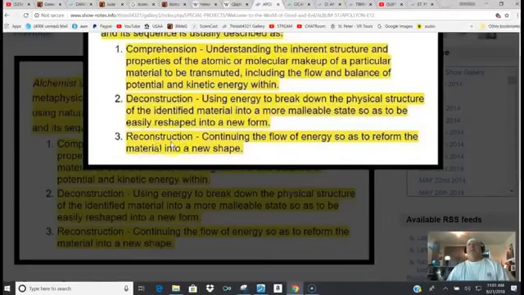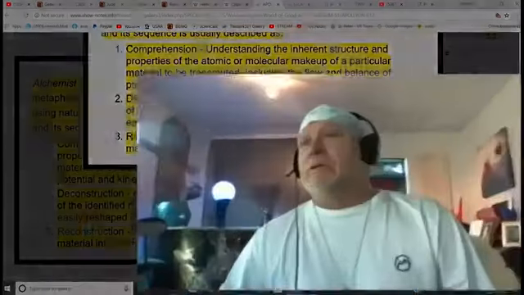The polar opposite. Reconstruction: continuing the flow of energy so as to reform the material into a new shape. Okay, well, where does the energy go? It goes to the pit because you got the angel trapped, you did a 180 on him, and you burned him up and sent him to the pit. Now, unless he gets converted, then he goes the opposite direction.